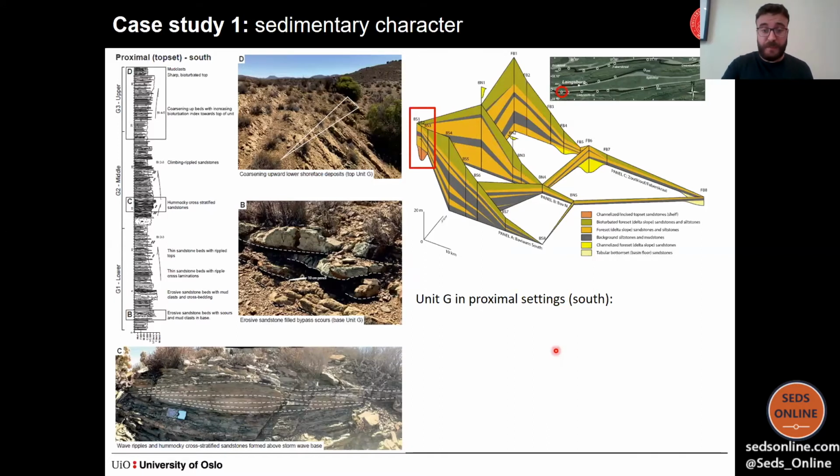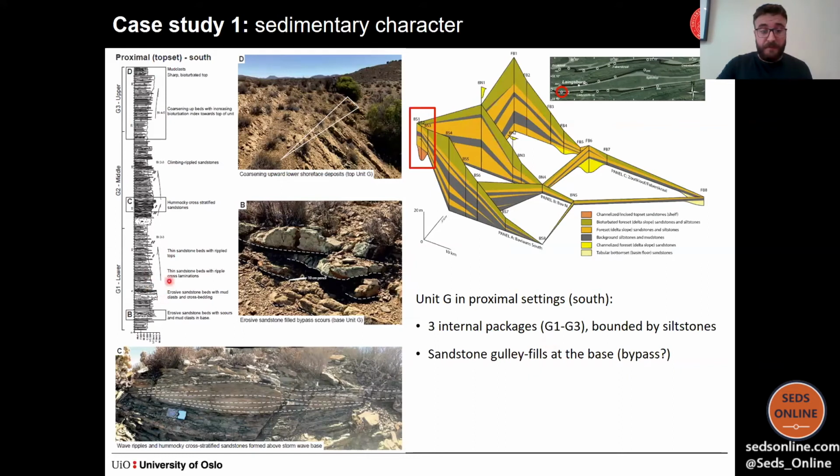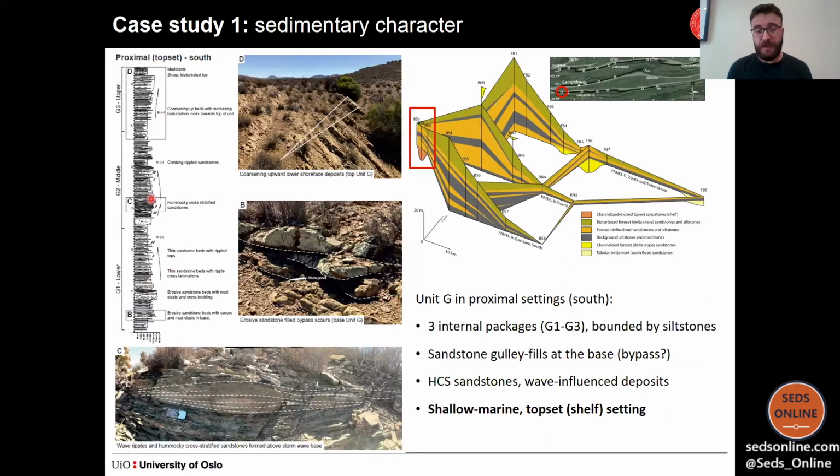So unit G in the proximal settings shows different packages. At the lower part, we see evidence of sandstone gully fills, so evidence for bypass and erosion. And then in the upper part, we have hummocky cross-stratified sandstones and wave-influenced deposits. So these observations, along with many others, suggest that we are looking at the shallow marine topset shelf setting of this unit.